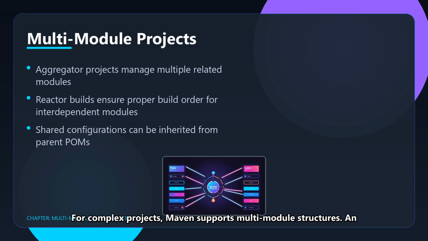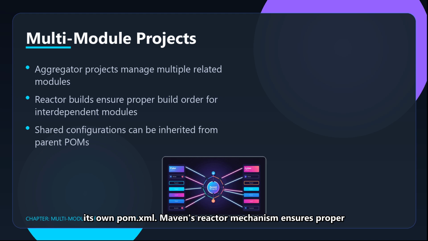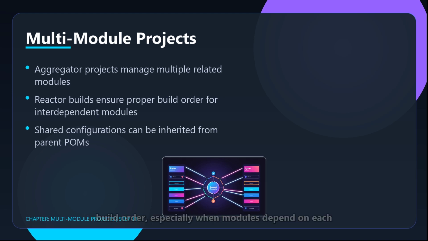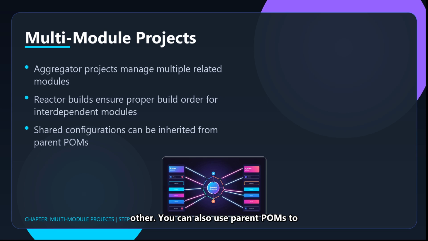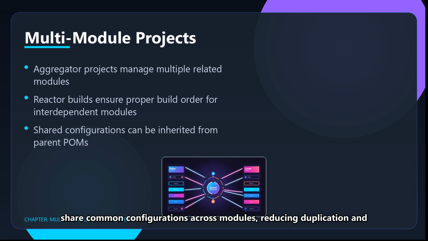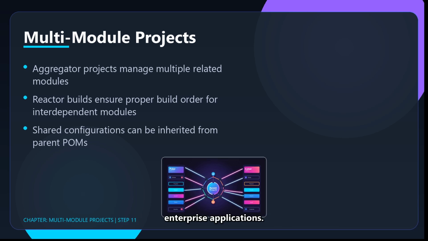For complex projects, Maven supports multi-module structures. An aggregator project coordinates multiple related modules, each with its own pom.xml. Maven's reactor mechanism ensures proper build order, especially when modules depend on each other. You can also use parent POMs to share common configurations across modules, reducing duplication and ensuring consistency. This approach is invaluable for large enterprise applications.